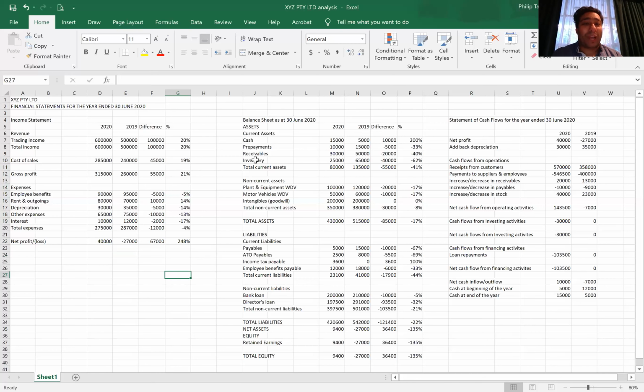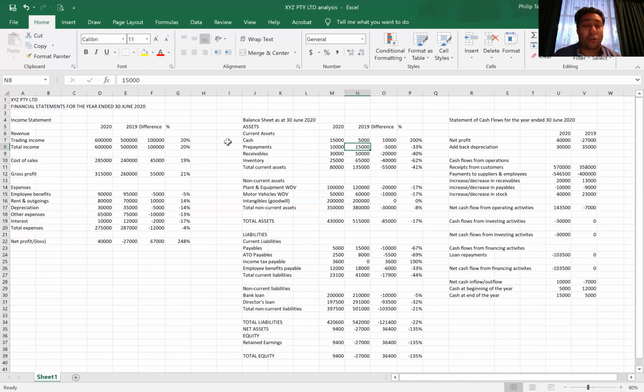Let's now look at the balance sheet. Now, the balance sheet is as at a particular date. So here the balance sheet is as at 30th of June 2020. So we have assets, current assets, we have cash, prepayments, receivables, inventory. So you can see from these figures, there's an increase in the cash of $10,000. Prepayments have decreased by $5,000.